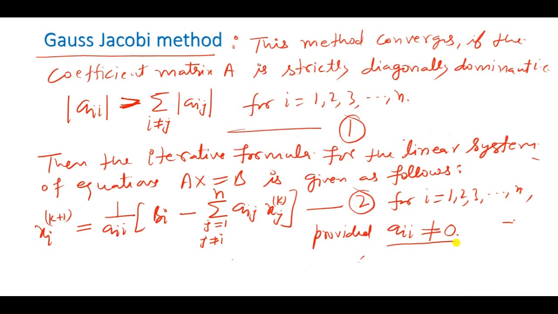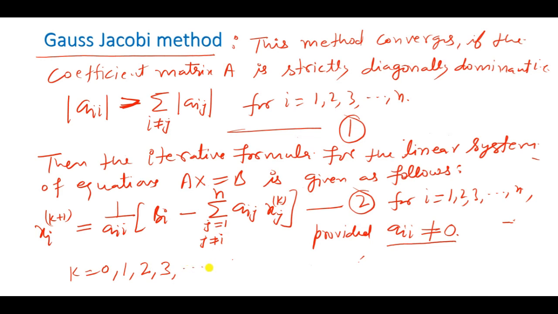So here k plus 1 is the number of the approximation, and in equation 2 if we put k = 0, then we obtain xi 1, that is the first approximation. K = 1, second approximation. K = 2, third approximation. K = 3, fourth approximation, and so on.